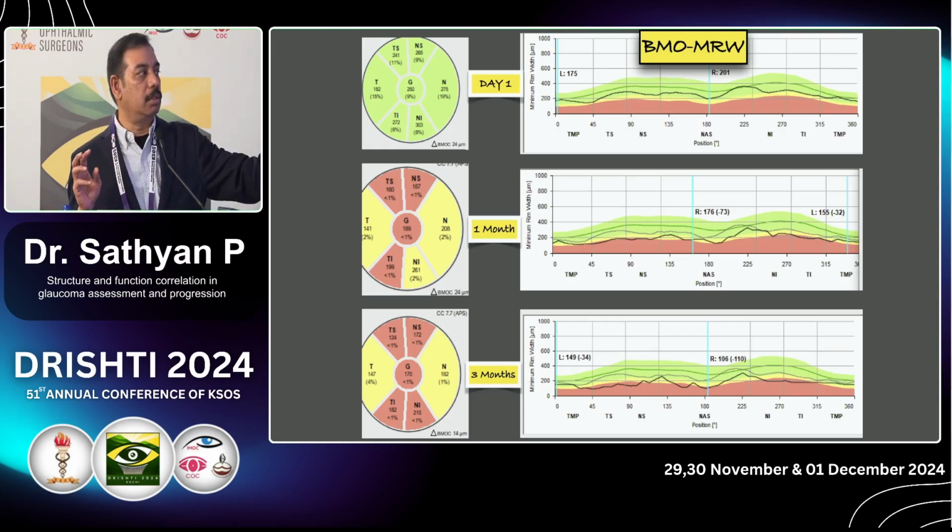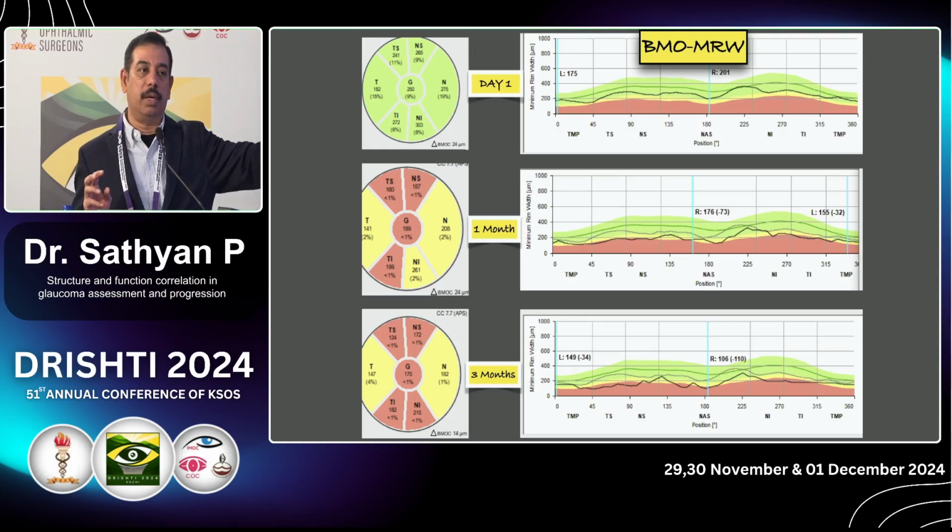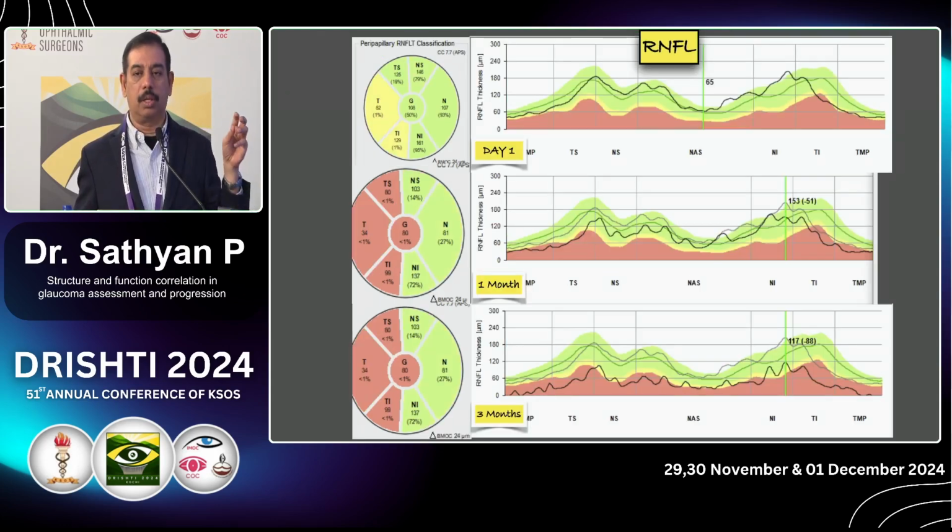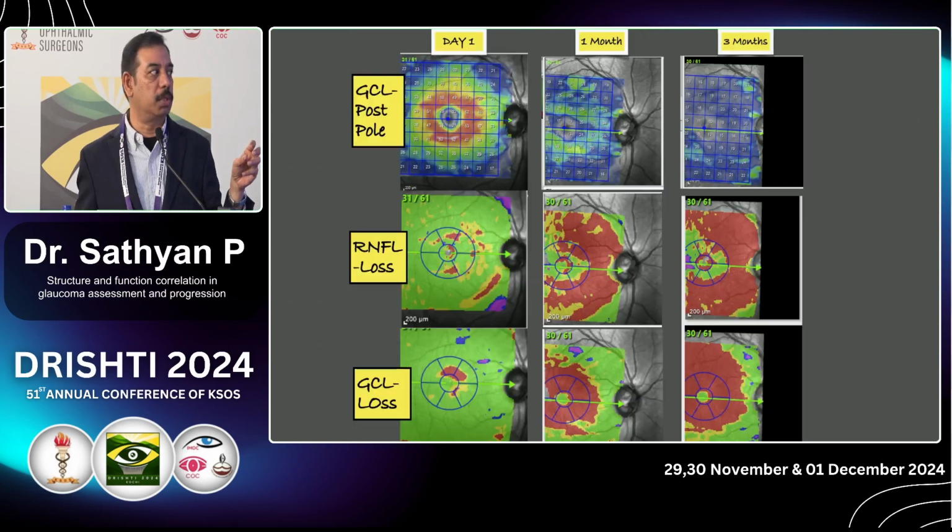But you see, within 3 months, how much damage has shown up in this. In the first month itself it has shown up. Three months later, it has shown up much more. So it is not enough for you to just see the damage. Is that damage because of the glaucoma, or is it because of other reasons that are also happening? You must pick that up.